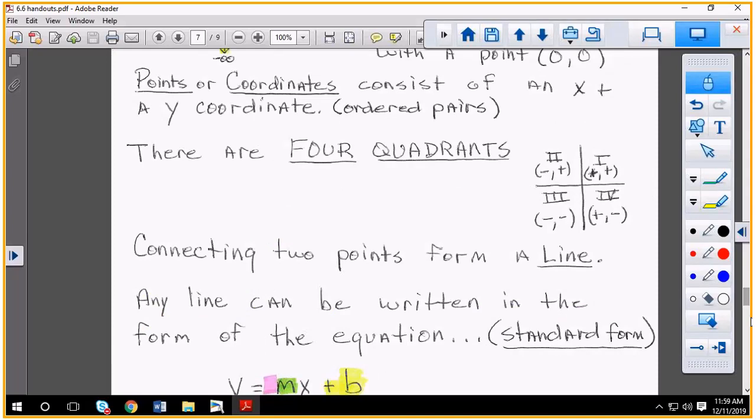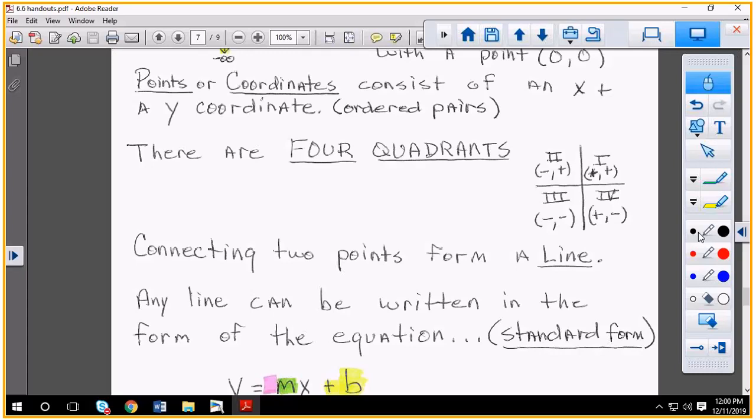In the first quadrant, the x and the y are positive. In the second quadrant, the x is negative and the y is positive. In the third quadrant, the x and y are both negative. And in the fourth quadrant, the x is positive and the y is negative.